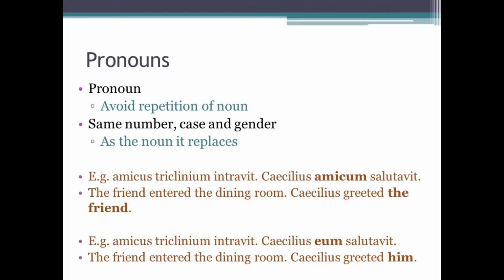Amicus triclinium intravit, Caecilius amicum salutavit. The friend entered the dining room. Caecilius greeted the friend. Amicus triclinium intravit. Caecilius eum salutavit. The friend entered the dining room. Caecilius greeted him. So notice how in the first example, the noun amicus is repeated with amicum. However, in the second example, instead of repeating the noun amicum, the pronoun eum is used instead to refer back to the friend, but without repeating the noun.